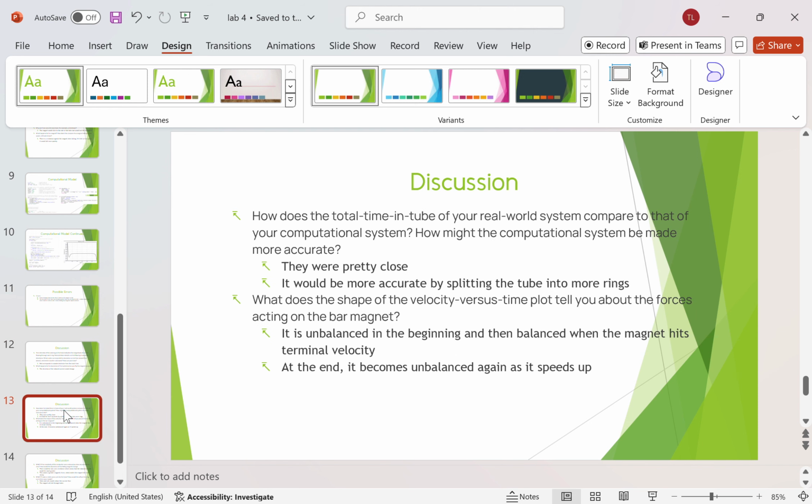Comparing the real-world system to the computational model, the total fall times were fairly close. However, the model could be improved by splitting the tube into more rings for greater accuracy. The velocity versus time plot shows that the forces on the magnet were unbalanced at the beginning, became balanced at terminal velocity, and became unbalanced again as it sped up at the end.